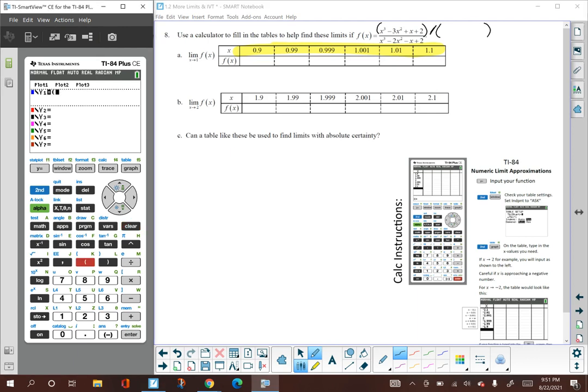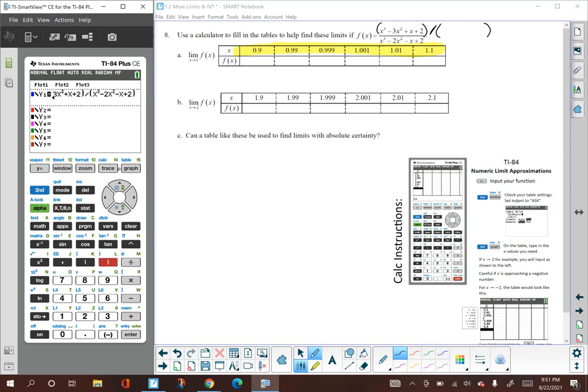Okay, so we have x to the third, go out of your power, minus 3x squared plus x plus 2. So I'm going to end that group. I'm going to hit my division button so now I can tell it the denominator. I'm going to use a grouping symbol around my denominator. x to the third, go out of the power, minus 2x squared, minus x, and then plus 2.